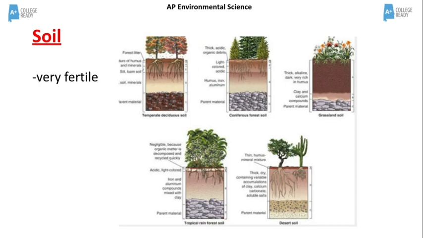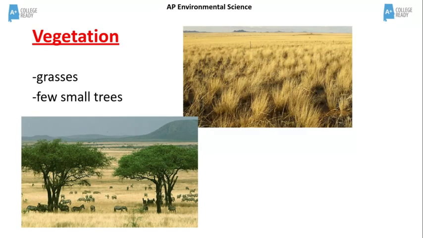Soil in the grassland is very fertile due to the growth and decay of the branching grass roots. Compare the soil profile of grasslands to the other biomes. Notice the very deep layer of humus. The characteristic plant of a grassland is grasses, but a few small trees may also be found.